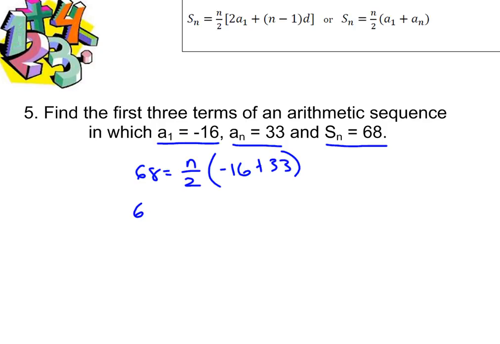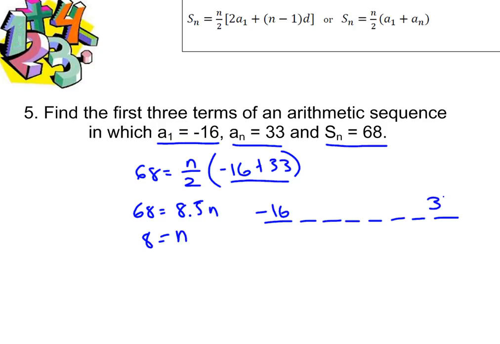So 68 equals n divided by 2 times negative 16 and 33, which is 17 divided by 2. That's going to be 8.5. So if I take 68 divided by 8.5, n is going to equal 8. So there's 8 terms from negative 16. That's the first term. 2, 3, 4, 5, 6, 7, 8 is 33.